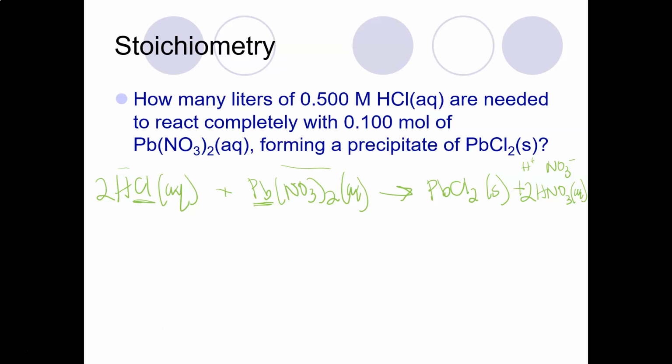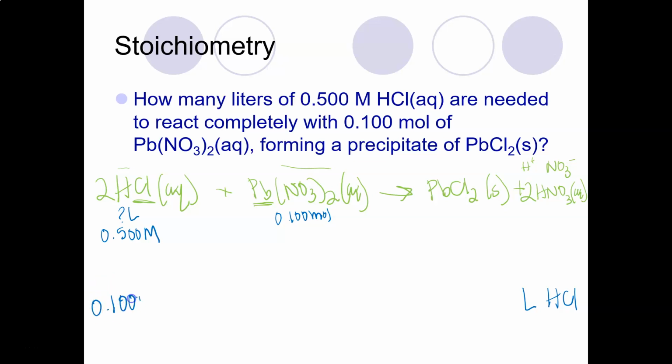So how many liters, we're solving for liters, of HCl are needed to react completely with 0.100 moles of lead 2 nitrate? So what I need are liters of this. What I know is I have 0.100 moles of this chemical. I also know this chemical is 0.500 capital M molarity. So I have two numbers. I need to start with one of them. So what do you think? Start with the moles or start with the molarity? Well, not the molarity. We always start with the not molarity.